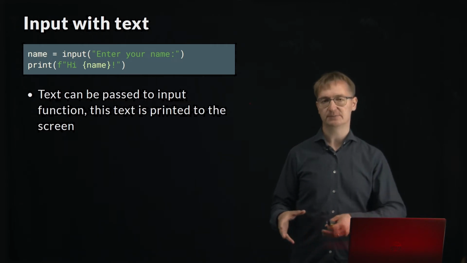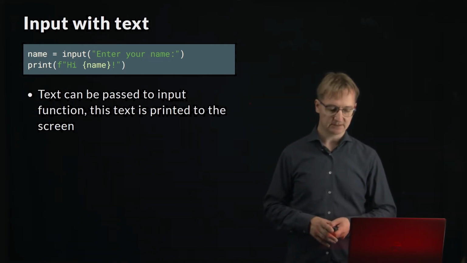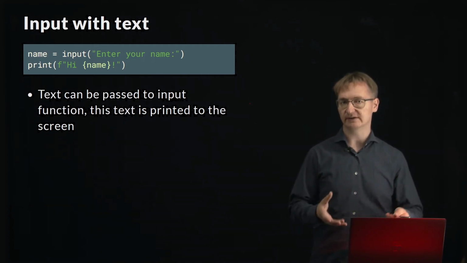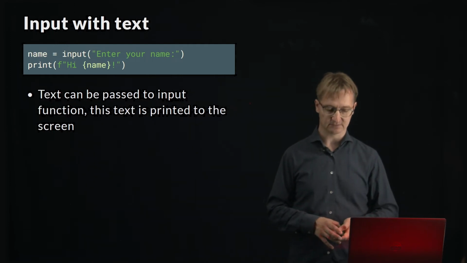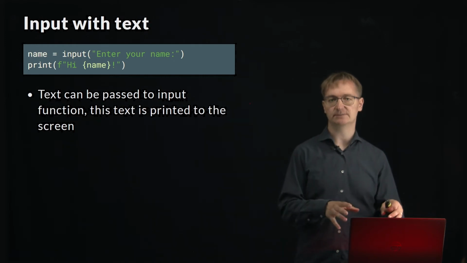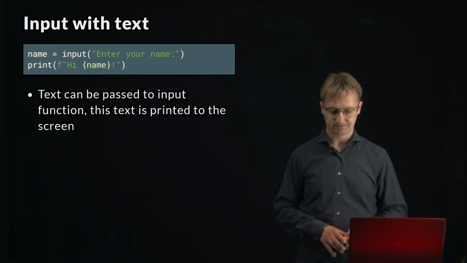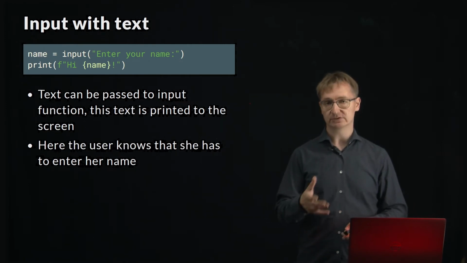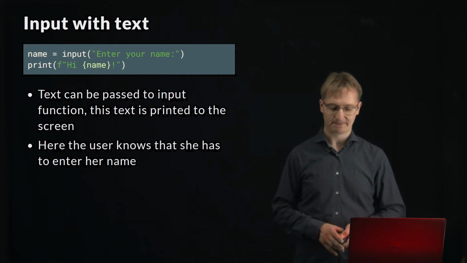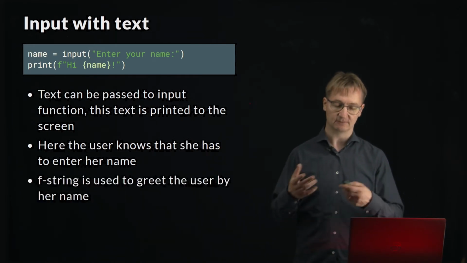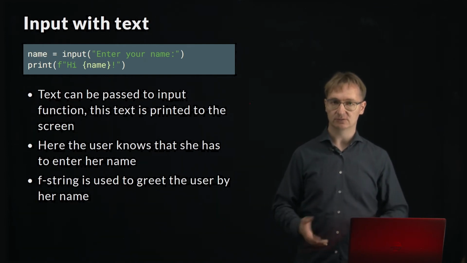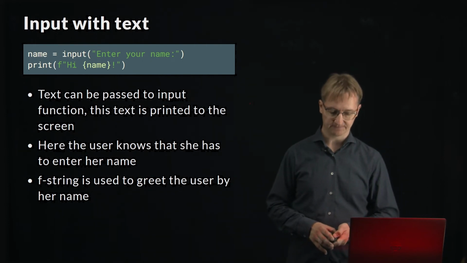So the text which is passed to this input function is printed to the screen, and the input is read after this text. So basically, everything you write is also visible on the screen after this text. And now the user knows that he or she has to write his or her name, and now we can greet or print out the name. And you can see that we use f-string here to do the greeting.